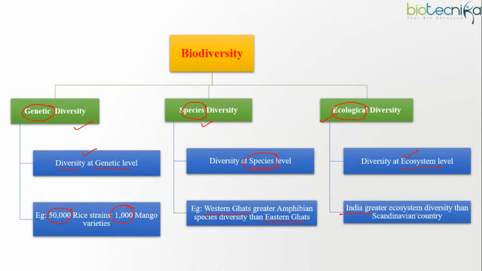So India has a greater ecosystem diversity than a Scandinavian country like Norway, right? So these are the three main components of biodiversity that you have to keep in mind.